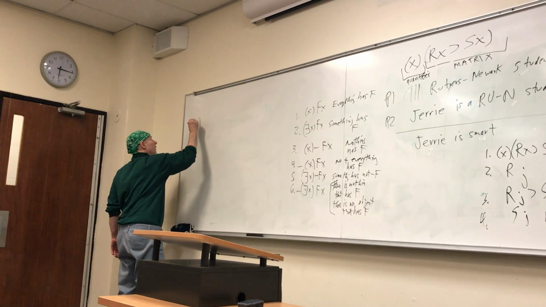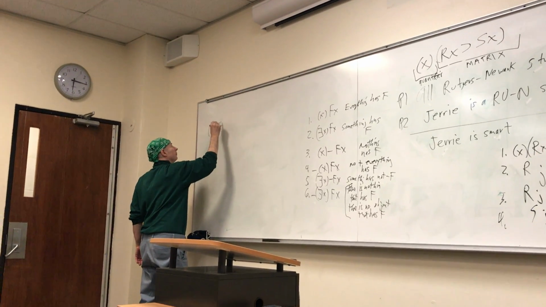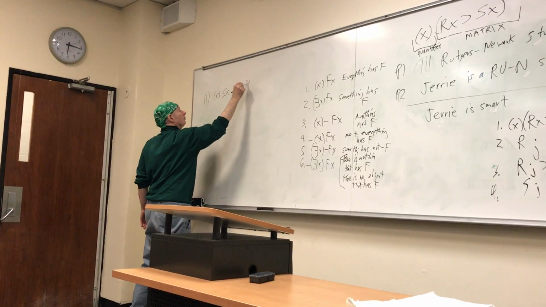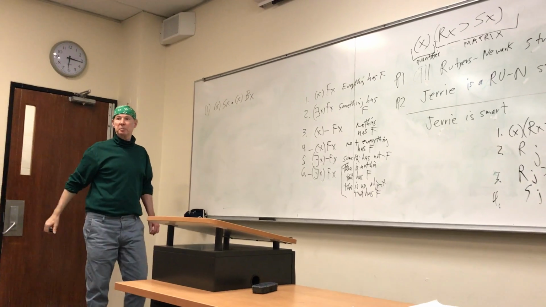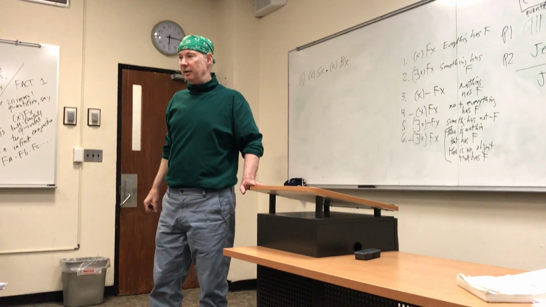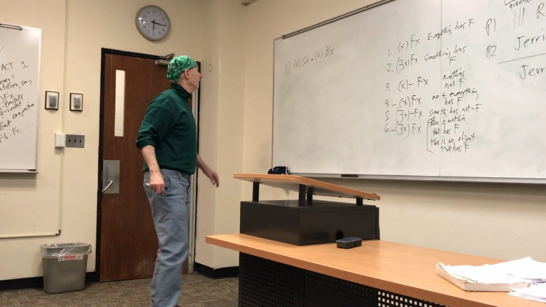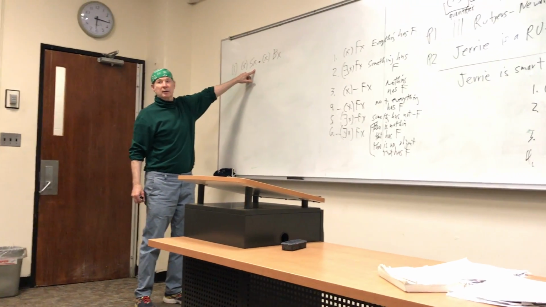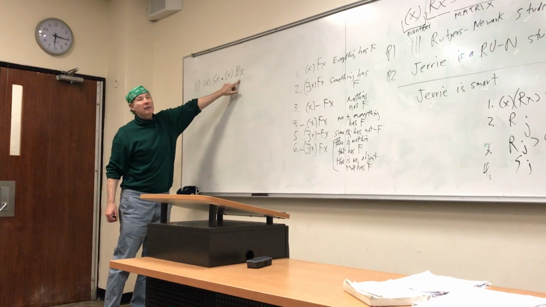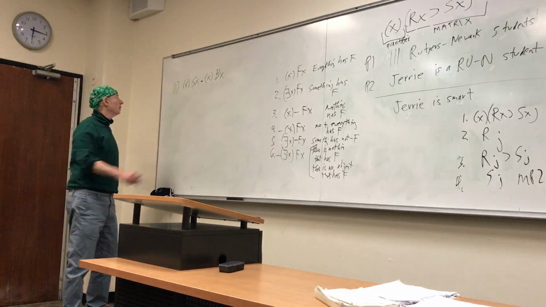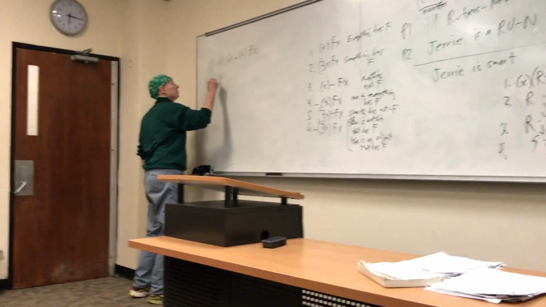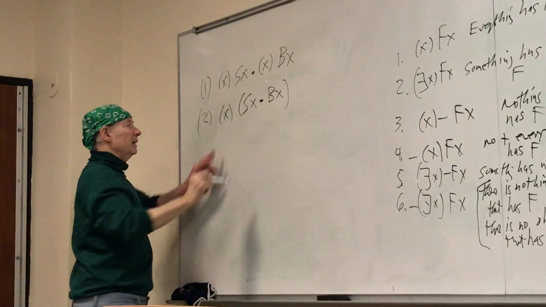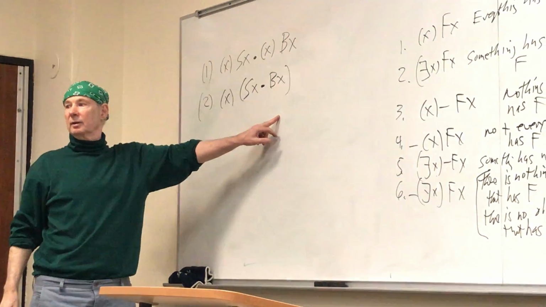Okay, so the first one, let these properties be sweet and bitter. So sentence number 1 says, everything is sweet and everything is bitter. Sentence 2 says, everything is sweet and bitter.